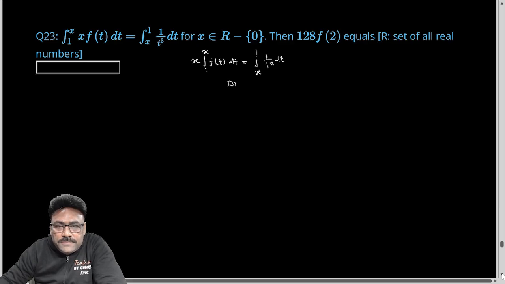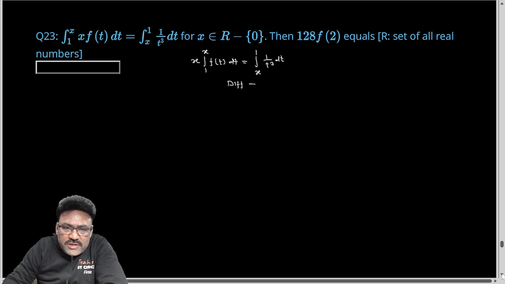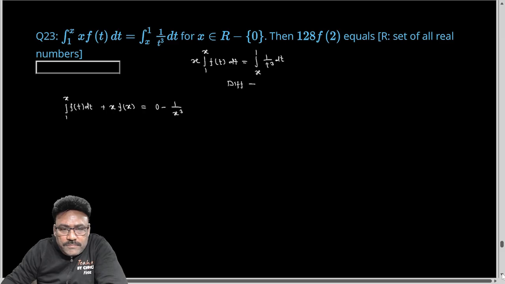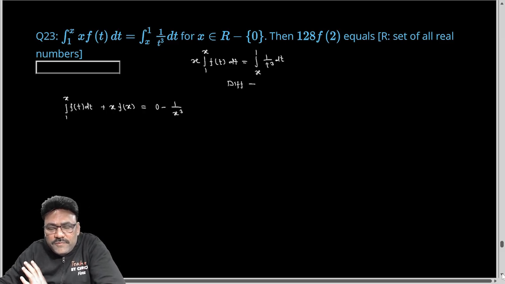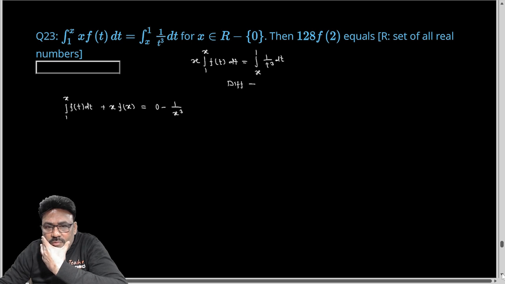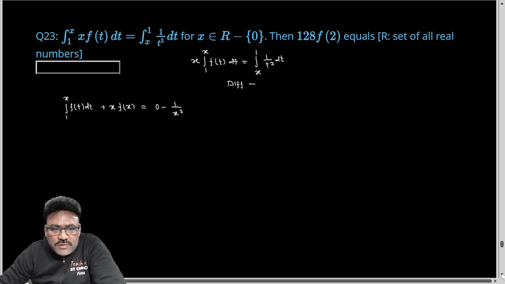Now let's differentiate it with respect to x. On the left side I will be using the product rule. First, the derivative of x is 1, and the integral from 1 to 2x of f(t) dt is left as it is. Then x is left as it is and I differentiate the integral, so I will get f(x) here. On the right side I will get 0 minus 1 by x cube. The derivative of the upper limit is 0, and the derivative of the lower limit is 1. So I'm getting this equation: the integral from 1 to 2x of f(t) dt plus x f(x) is equal to minus 1 by x cube.